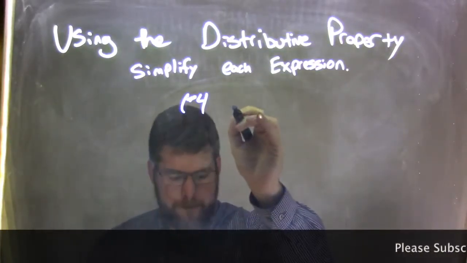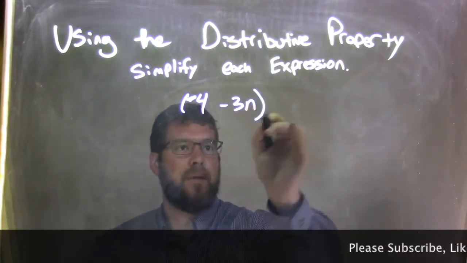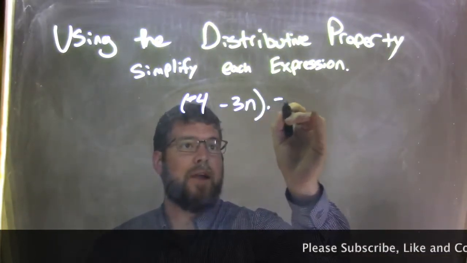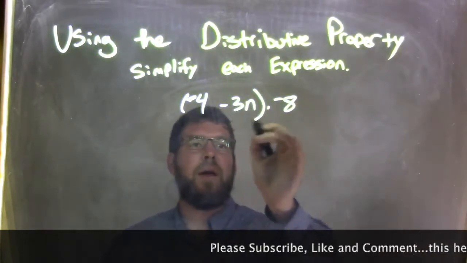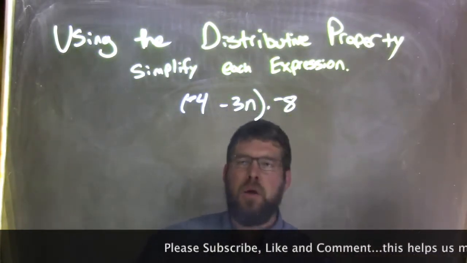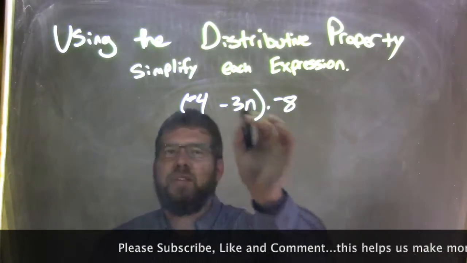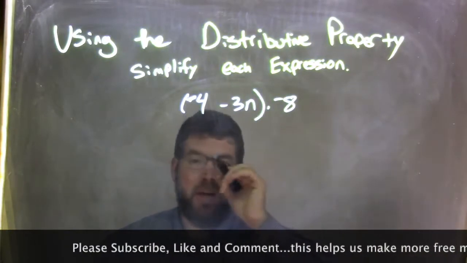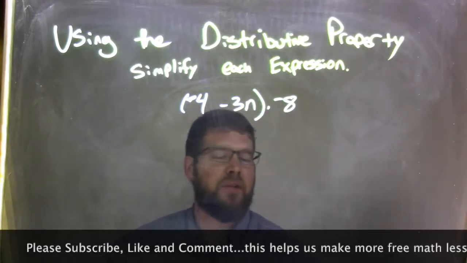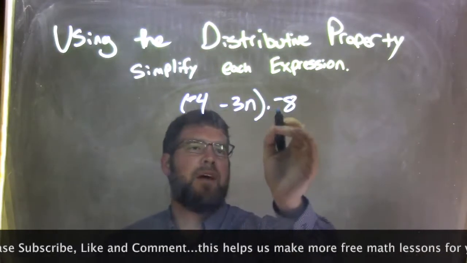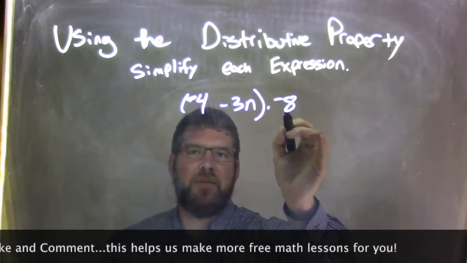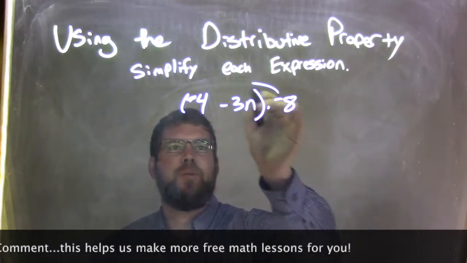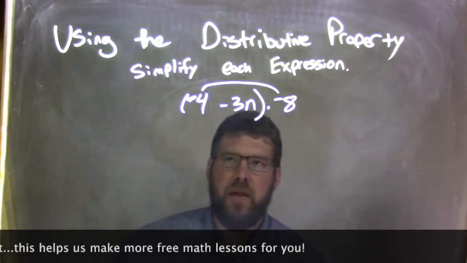-4 minus 3n times -8. Okay, so -4 minus 3n times a -8. Well, again, let's look at our parentheses. Is there any way we can simplify that? And the answer is no. They're not like terms. So now we have multiplication on the outside with a -8. Be careful, it's not minus 8, it's multiplied by a -8. That -8 needs to be distributed to both parts inside the parentheses.